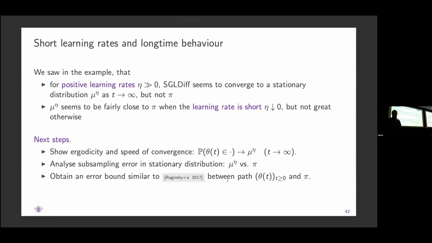So what we now want to do is show ergodicity and speed of convergence of the subsample processes. We want to look at the error between the stationary measure of the subsample process and the actual distribution, and then get a bound similar to before, where we ask what is the distance between the stationary measure and our process using the triangle inequality.